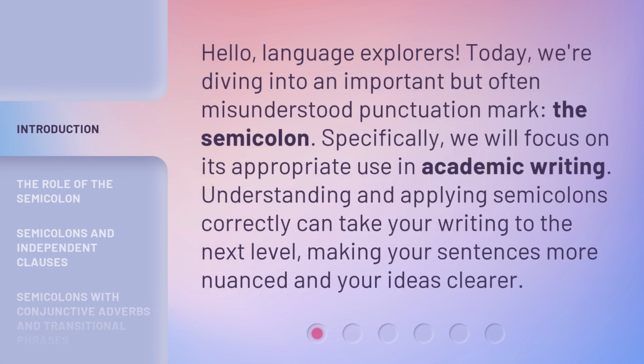Hello, language explorers. Today, we're diving into an important but often misunderstood punctuation mark, the semicolon. Specifically, we will focus on its appropriate use in academic writing. Understanding and applying semicolons correctly can take your writing to the next level, making your sentences more nuanced and your ideas clearer.